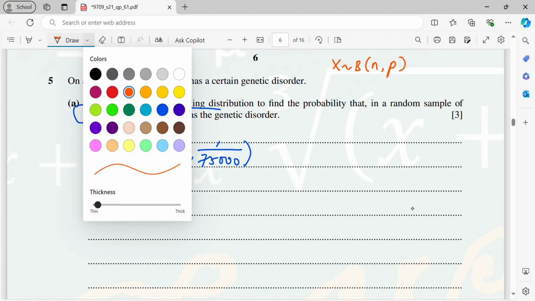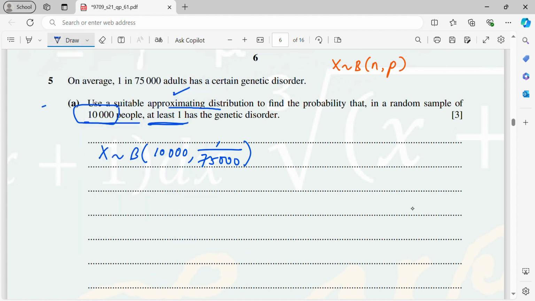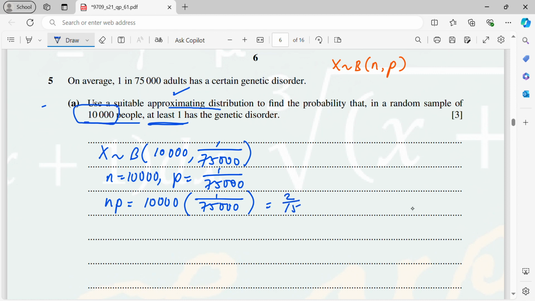From here I need to calculate my NP first. My N is 10,000, and my P is 1 over 75,000. So my NP is 10,000 times 1 over 75,000. This is going to be 2 over 15. From here I know that N is greater than 50, NP is less than 5. Therefore, the binomial distribution will be approximated by Poisson.